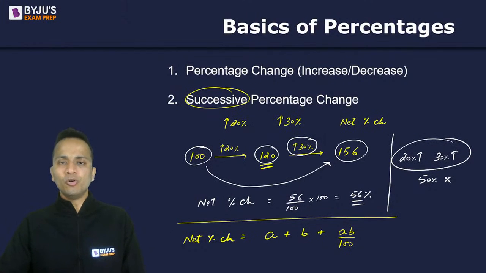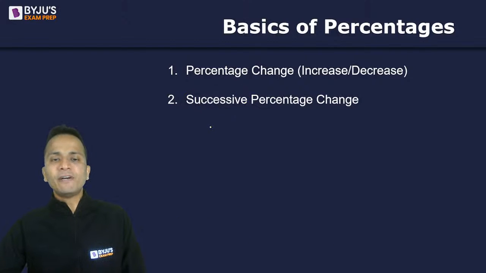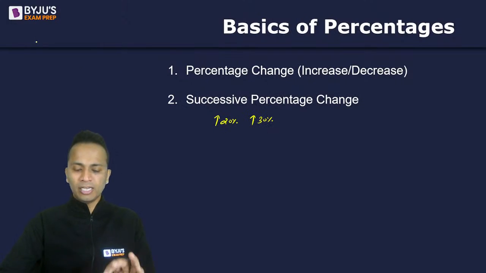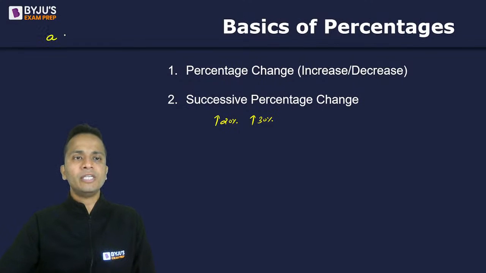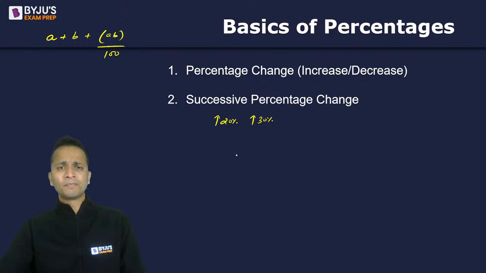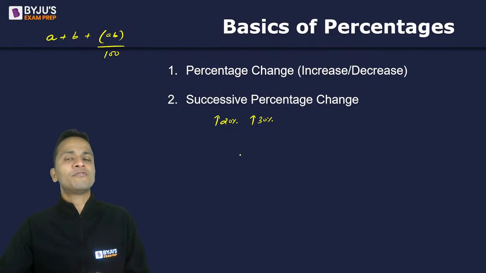Right. So if I'll say that there is an increase of 20 percentage followed by an increase of 30 percentage. The formula is, I'm writing it on the left hand side top of the screen. The formula is A plus B plus A into B divided by 100. Okay. Now, if there is an increase, the value will be in terms of positive. If there is a decrease, the value will be negative.